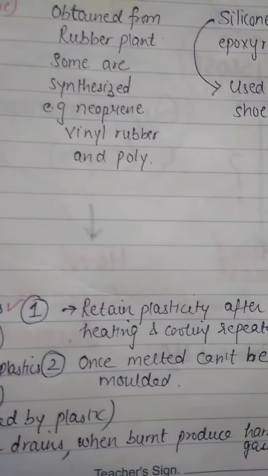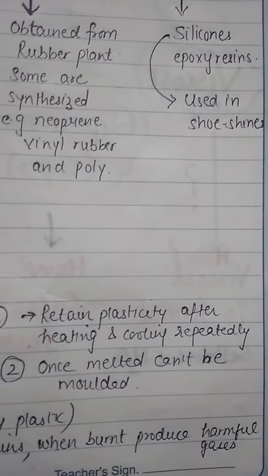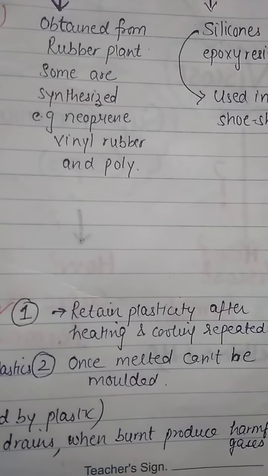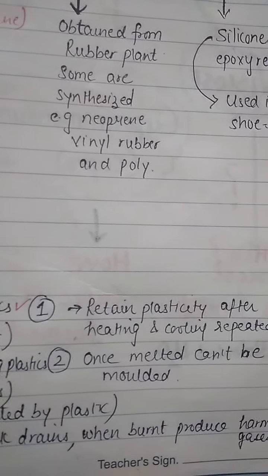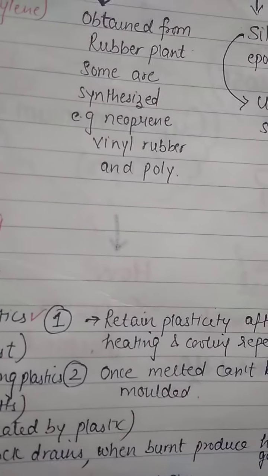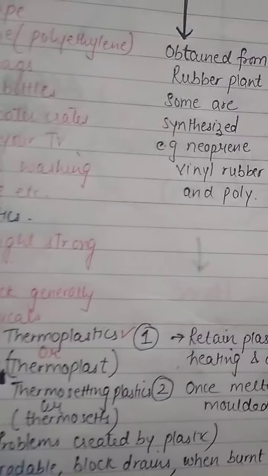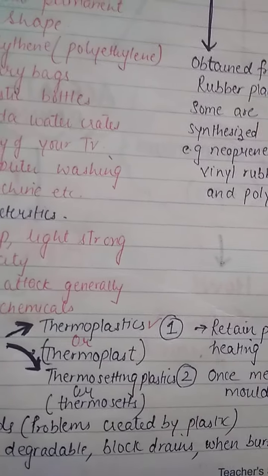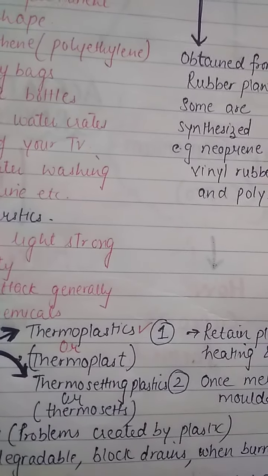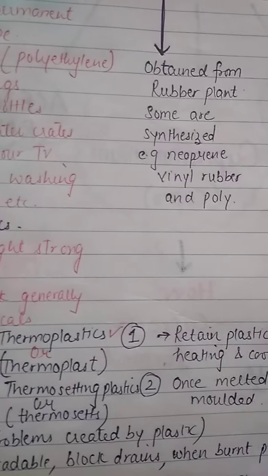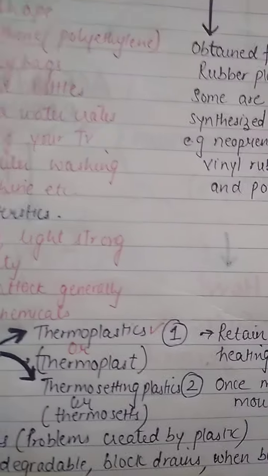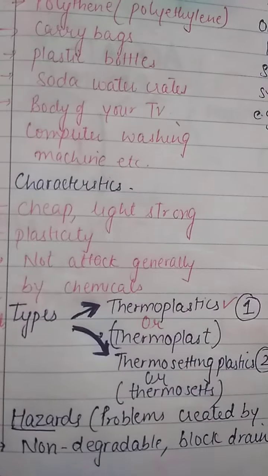The third disadvantage is that if we burn these plastics, they release harmful gases which cause so many diseases, respiratory diseases. And another disadvantage is that the people at the places where these plastics are made come in contact with different gases over there, and they also suffer from diseases like cancer. So these are the disadvantages or hazards of the plastics.